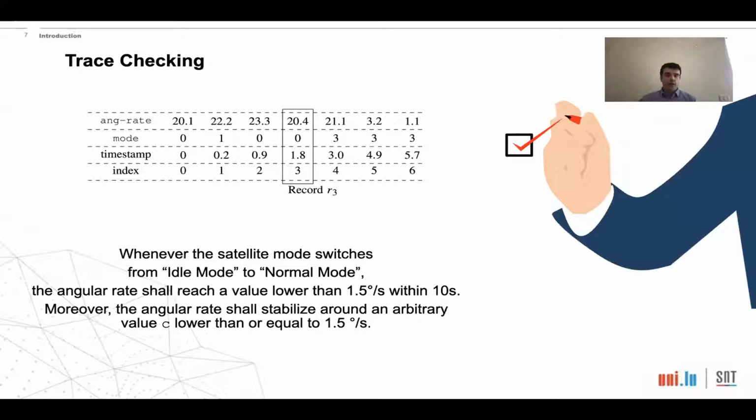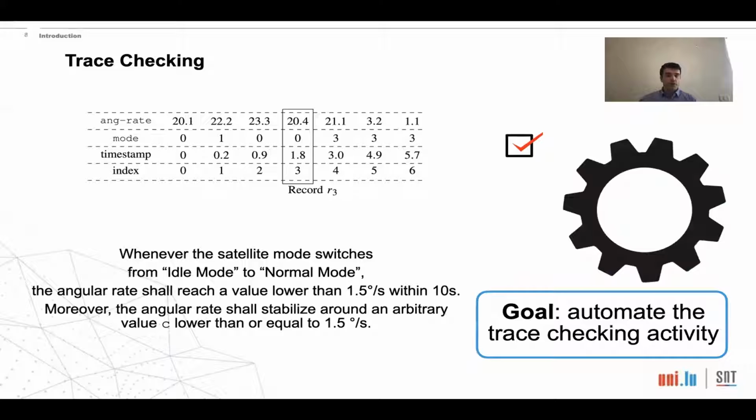After the engineers collected the trace, they check if the trace satisfies or violates the requirement. This activity is known as trace checking. The high-level goal of this work is to automate trace checking. Specifically, we will propose a framework that automatically checks whether the trace satisfies or violates the requirement.